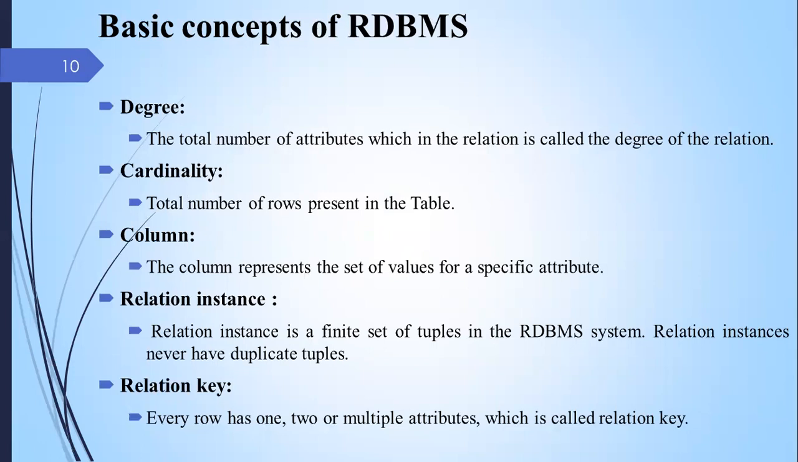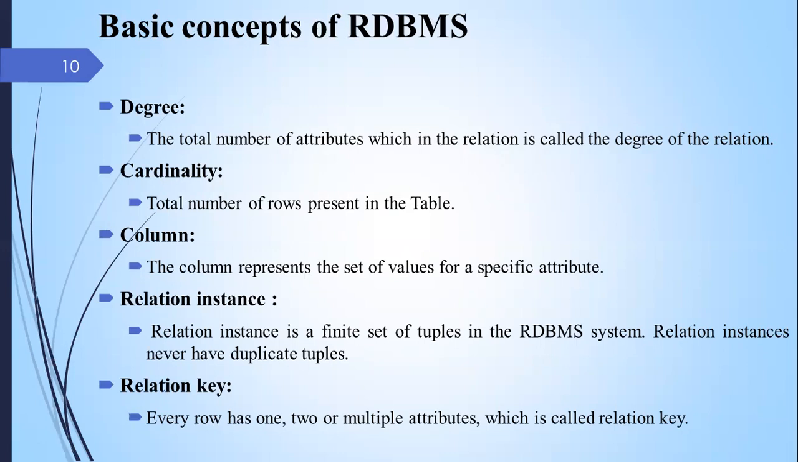Relational instance. A relational instance is a finite set of tuples in the RDBMS system. We have already seen the definition of tuple. Tuple means the record. So a relational instance is defined as a set of tuples in the RDBMS system. A relation instance never has a duplicate tuple. When a particular relational instance is shown, at that time the tuples are not going to be duplicated or repeated.